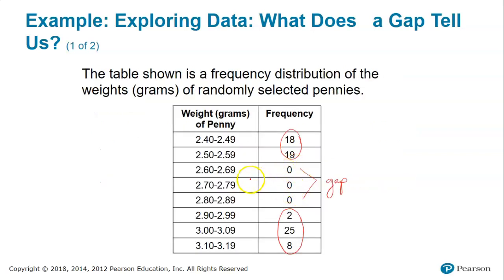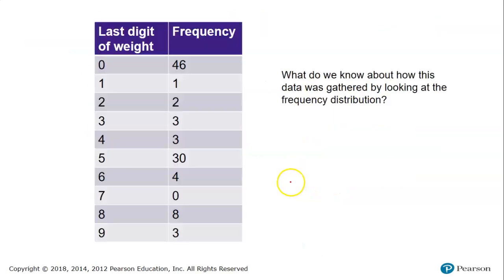So if we had like a bucket of pennies, they would all look the same to us. But when we actually start weighing these out, we can see that there's actually two different populations present based on the weights of the pennies. And so sometimes you can gather information that way as well by looking at these gaps and trying to explain them.